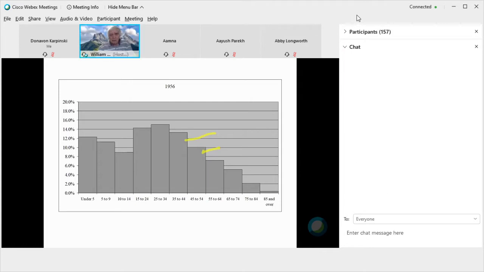1956, and basically the baby boom, as time goes on, moves through the population as they get older, as the baby boomers get older.